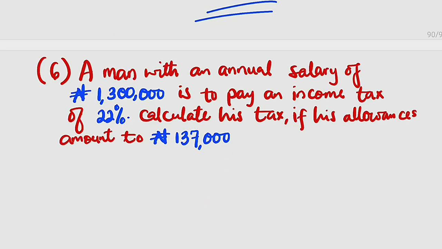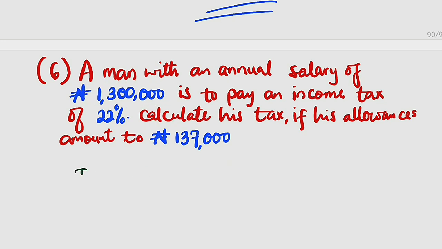And here is question number 6, which reads, a man with an annual salary of 1,300,000 naira is to pay an income tax of 22%. Calculate his tax if his allowance amounts to 137,000 naira. All right. Remember that allowances are not taxable, so we have to subtract them from the annual salary.